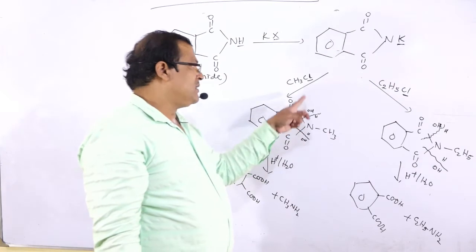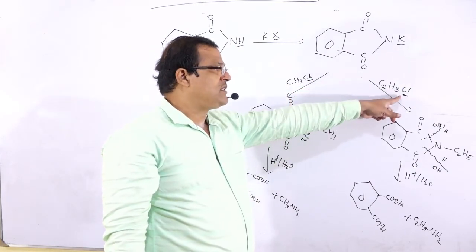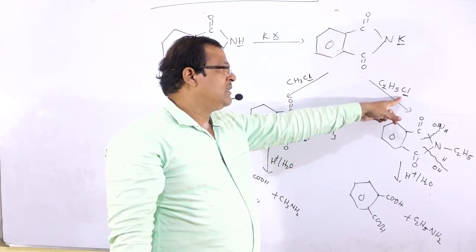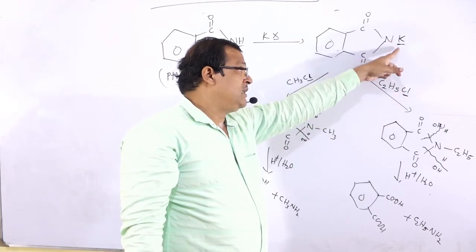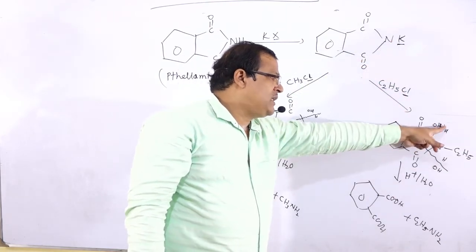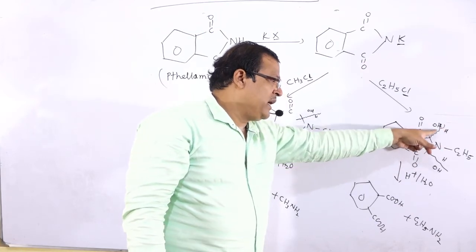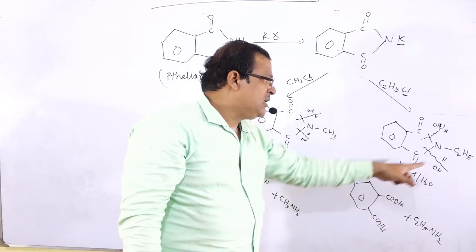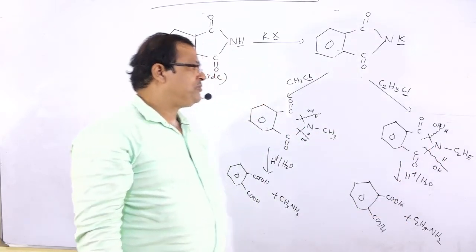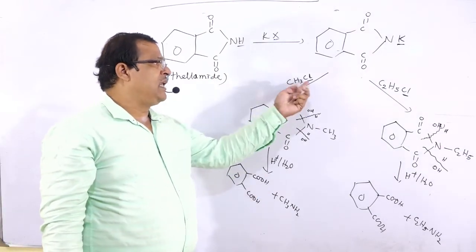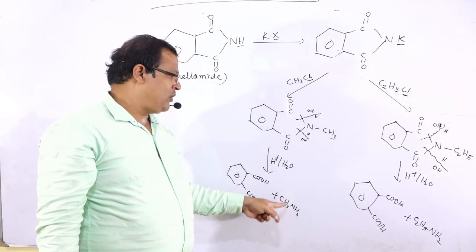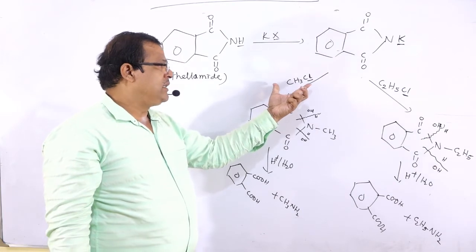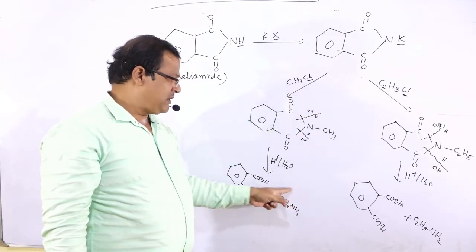But instead of CH3Cl, if you take C2H5Cl, then KCl is removed, giving N-C2H5. When that is subjected to hydrolysis with OH and H, benzene containing two COOH groups, that is phthalic acid, plus C2H5NH2 is formed. Depending upon the alkyl halide taken, methylamine or ethylamine will be obtained.